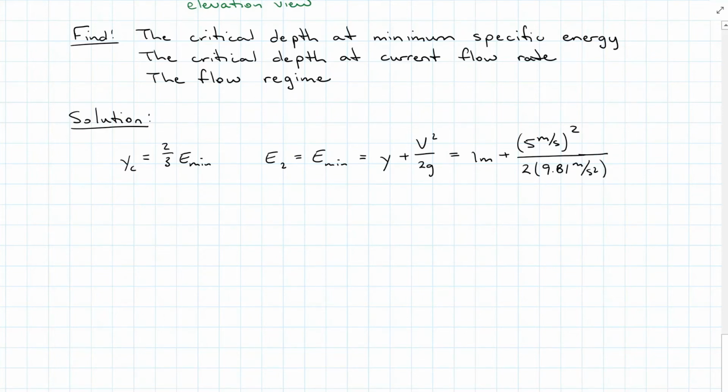So we end up with an energy 2, which is equal to the minimum energy of 2.274 meters. If I multiply that by 2/3, I'm going to get 1.52 meters for the critical depth at minimum specific energy.